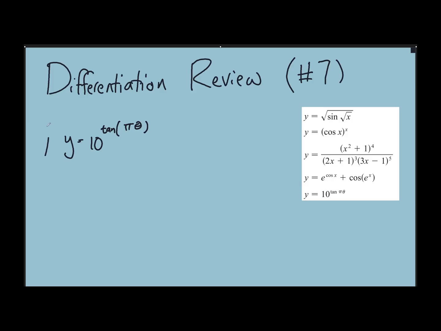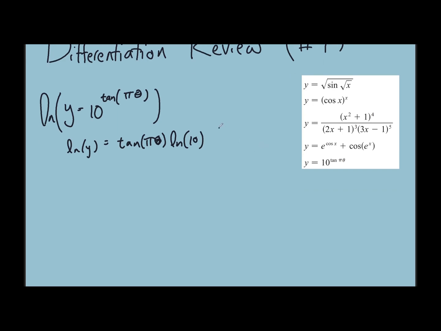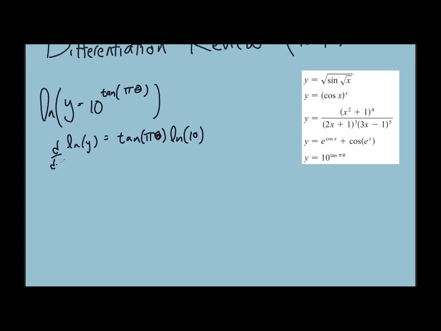I'm going to take a natural log of the whole thing. They'll say ln of y equals tangent pi theta ln of 10. And now that's just a number. That's just a number. It's a constant. It can come right out of the derivative, which we're going to take now. We'll take the derivative of this whole thing. So we're going to get 1 over y, dy, I should say d theta, not dx, d theta. This dark spot is a theta. And that's going to equal, we can take the ln 10 right out because it's just a number.